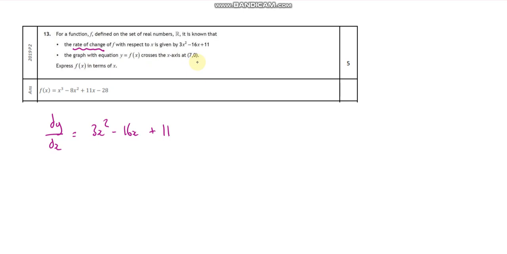And it's telling us the graph of y equals f of x crosses the x-axis at (7, 0). So the function crosses (7, 0). I'll keep that in my memory banks for later on. Express that in terms of x.